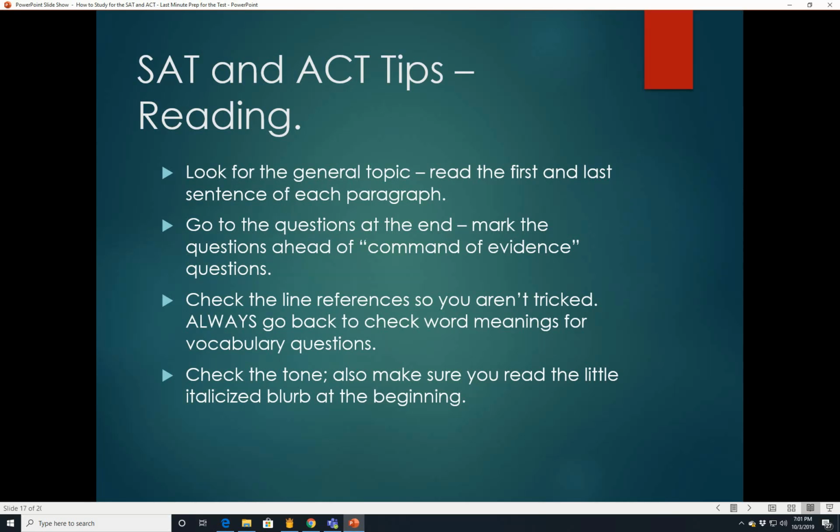Check the line references so you aren't tricked. Always go back to check word meanings for vocabulary questions. What I mean is they love to use secondary meanings of words that we commonly use or archaic meanings. So if you actually read that part of the passage, you realize, oh, the author is using this word in a different way than what I normally use, but it's pretty obvious how he or she is using it. So I can guess this.